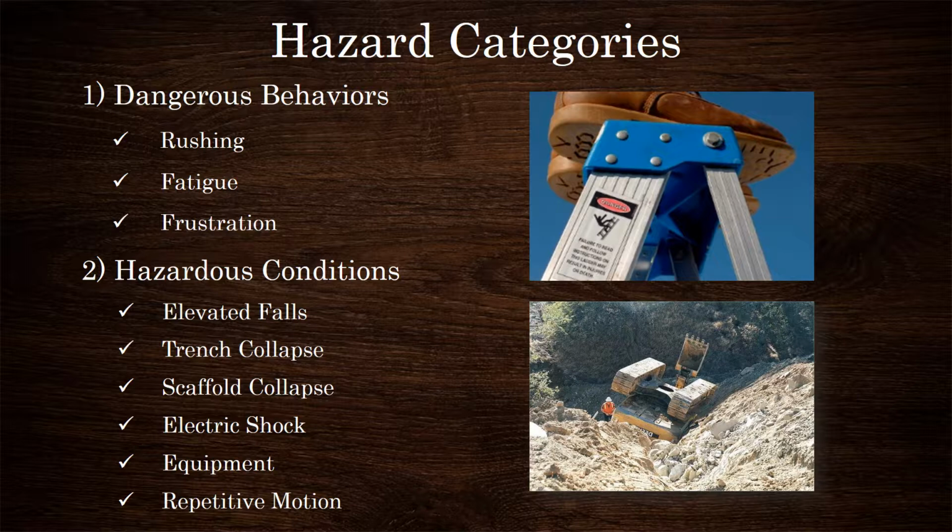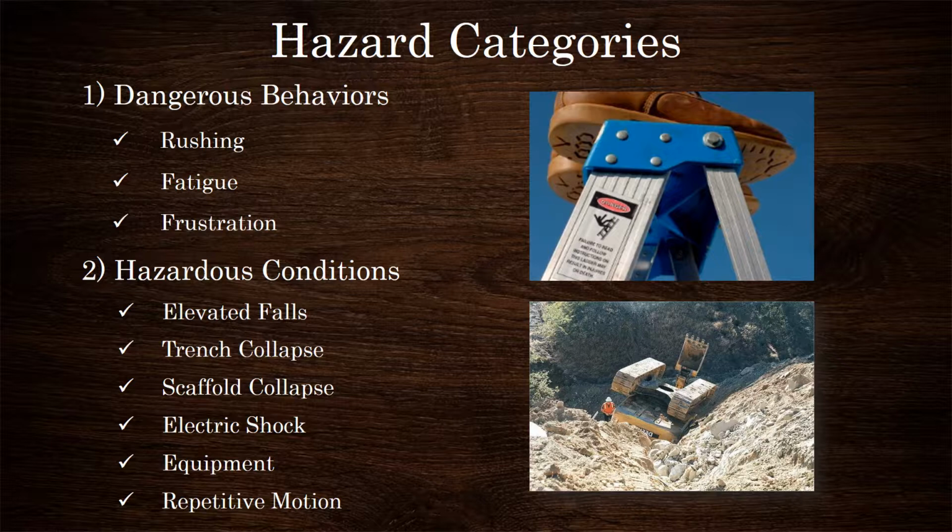Trenches collapse when the walls of the trench cave in due to lack of shoring or appropriate protection. Unprotected trenches cause dozens of fatalities and hundreds of injuries each year. Scaffolds collapse when they are not erected or used properly, and they generally lead to fall hazards.